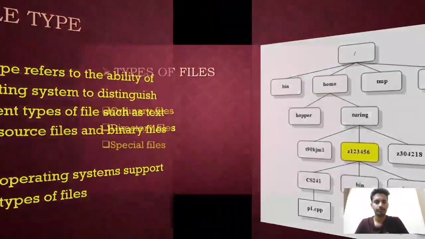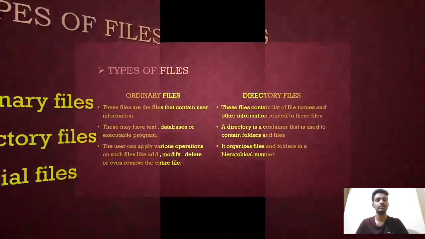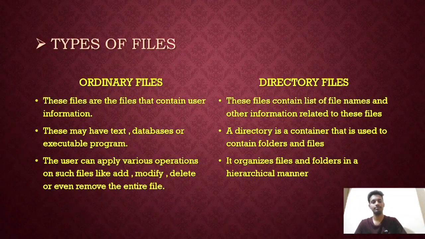Types of files: mostly three types of files exist. Firstly, the ordinary files, next up the directory files, and lastly special files. So we'll look into what these types are. Firstly, ordinary files. These are the files that contain user information.